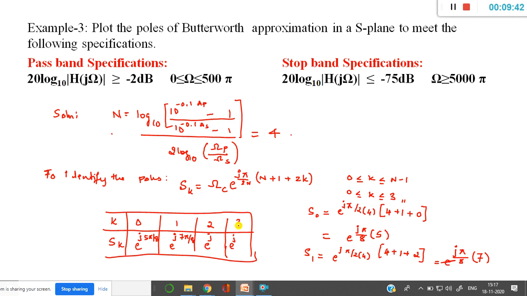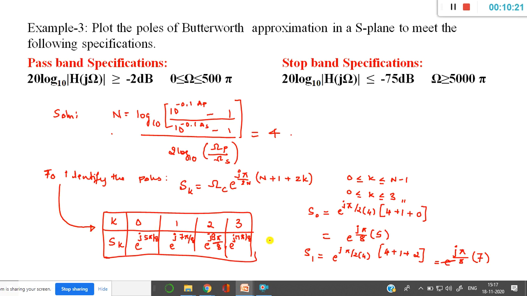Come on guys, let me know the value of the pole when k equal to 2 and k equal to 3. It is 9 pi by 8, right? Okay, good. So one is at 9 pi by 8 and another one is at 11 pi by 8.